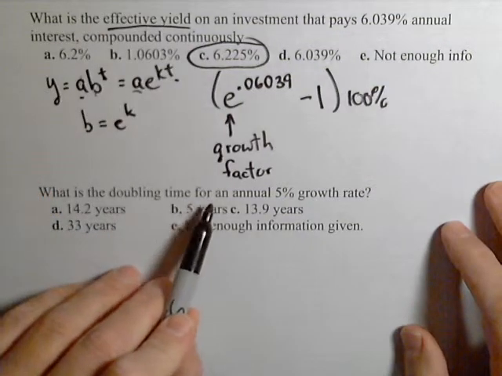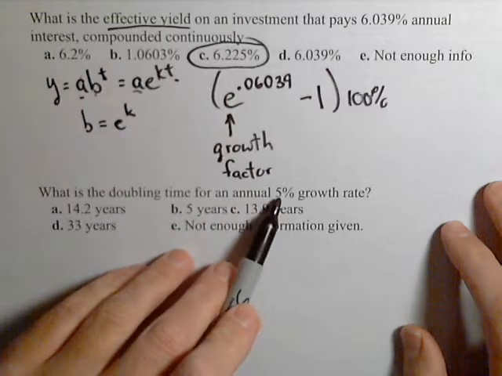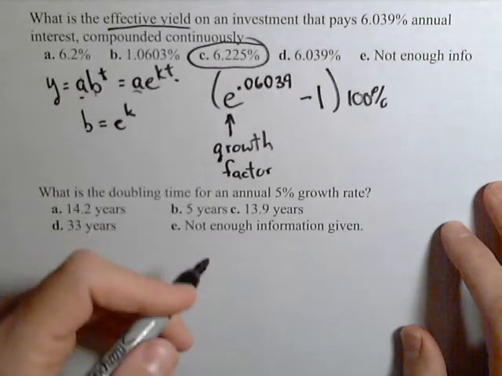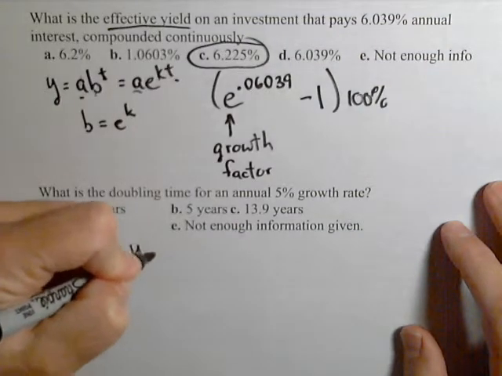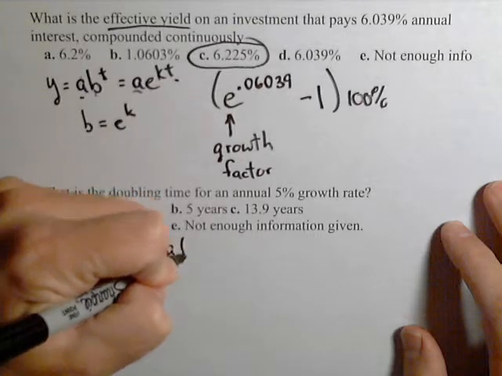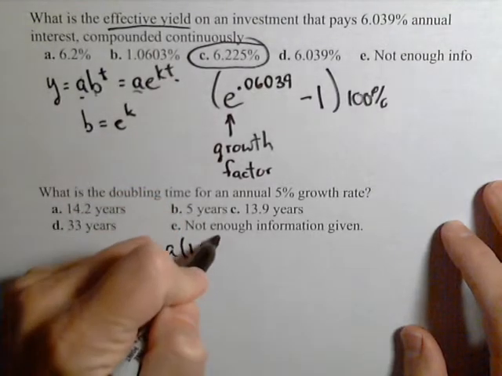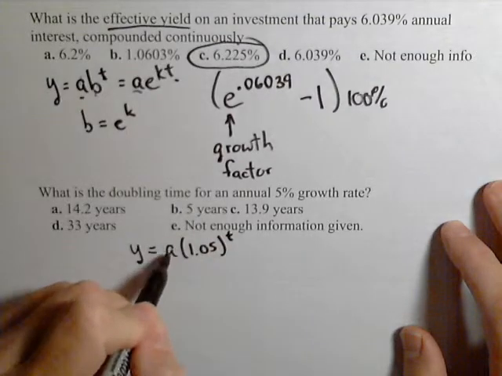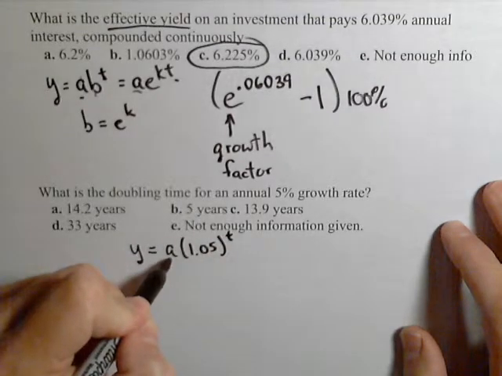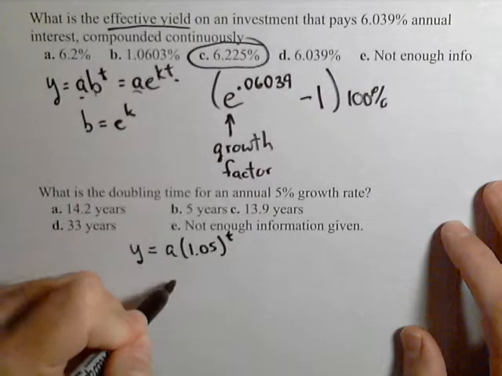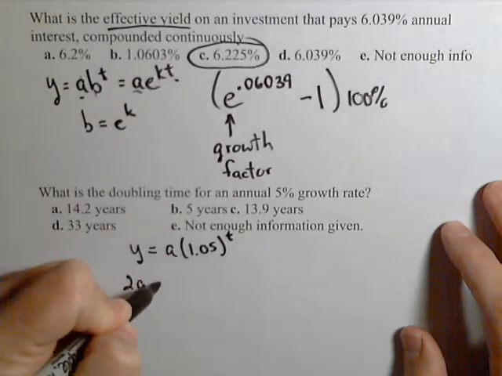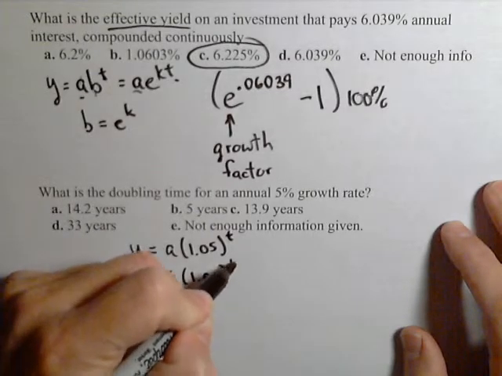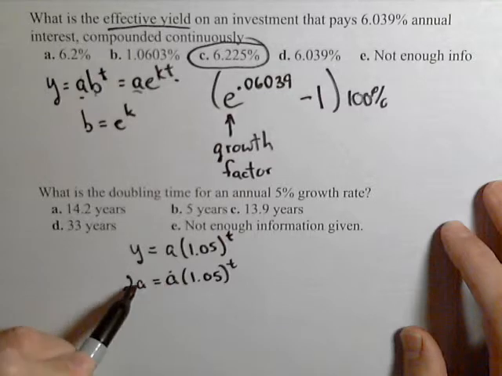Now, what is the doubling time if we have an annual growth rate of 5%? So now it already is an annual growth rate, so the growth factor is 1.05. So our basic formula is going to be y equals a times 1.05 to the t. And what we want to know is when will this double? So we can use anything we want for our initial amount. It won't matter. So if I use a, I basically want to know when it's going to be 2a, so 2a equals a times 1.05 to the t, because I'm looking for when this doubles.